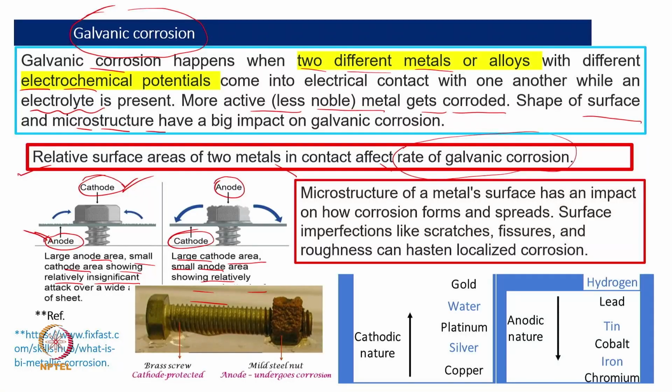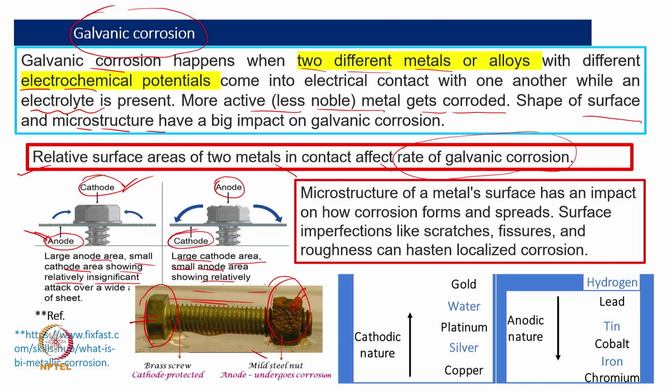Like in this case particularly, if I use brass material, which is more noble compared to the mild steel, in that situation the screw will not get corroded, only the nut will get corroded. Now on the other side, if I change this to a brass nut and the bolt is of mild steel, then the whole bolt will get corroded. That's an important aspect to consider.